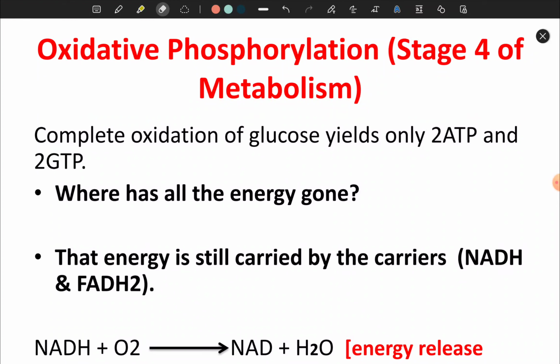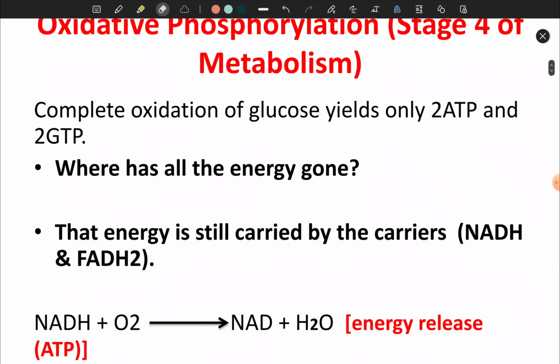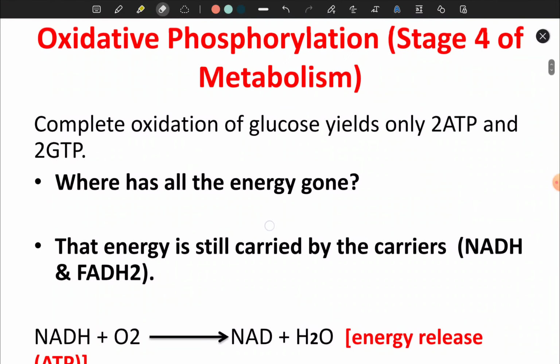In glycolysis, if you remember, we have only 2 ATP, and also in the TCA cycle, we have only 2 GTP. The other energy resides in the form of NADH and FADH2. So we have to take benefit of or use these NADH and FADH2 to generate ATP for our function. Otherwise, we have only 2 ATP and 2 GTP.